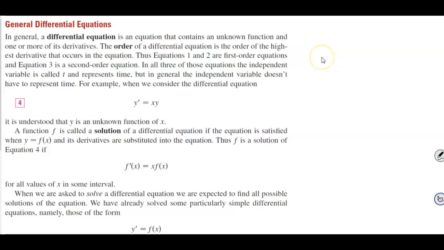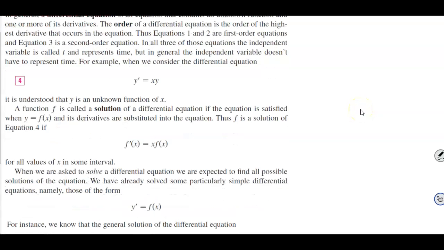In all three of those equations, the independent variable is called t and represents time. But in general, the independent variable doesn't have to represent time. So for example, when we consider a differential equation y' = xy, it is understood that y is an unknown function of x.